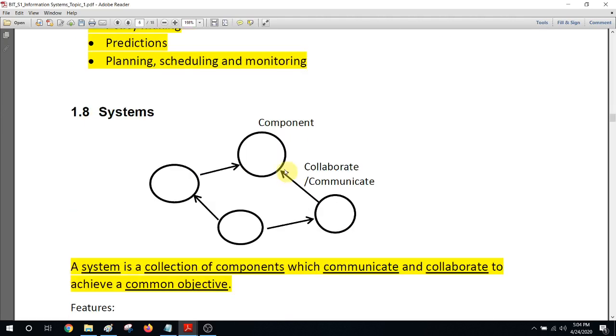What is meant by system? A system is a set of components that communicate and collaborate to achieve a common objective. So these are very important terms: set of components, communicate and collaborate, to achieve a common objective, right? That is called a system. You might think, okay, this is something very obvious.